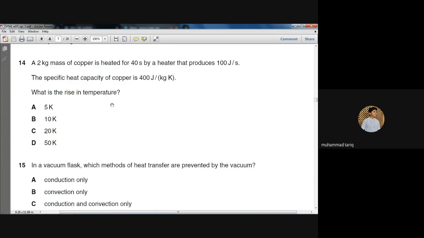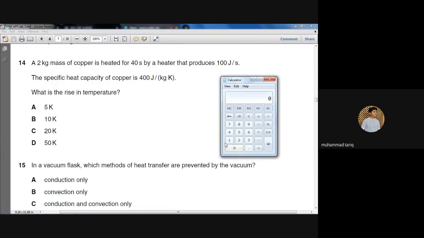Yes, sir, it's easy. First, we will use the power formula and we will take out the heat. Power is equal to energy divided by time. The power is 100 and the time is 40, so the heat you provided is 4,000 joules. Heat is equal to m c delta theta, so heat 4,000 divided by the mass, that is 2, and then divided by the specific heat capacity, that is 400. So the final answer will be 5 Kelvin.